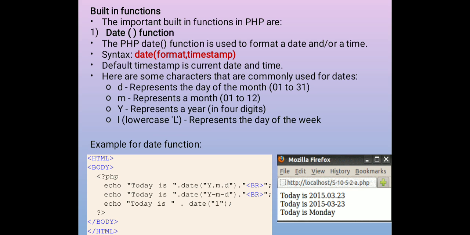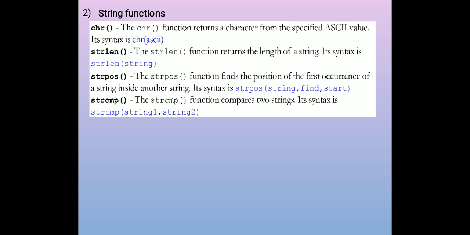The first built-in function is date(), and the second built-in function is the string function. There are 4 string functions. The first one is chr(), and this function returns a character from a specified ASCII value. Its syntax is chr(ascii). That is, chr returns a character from the specified ASCII value.